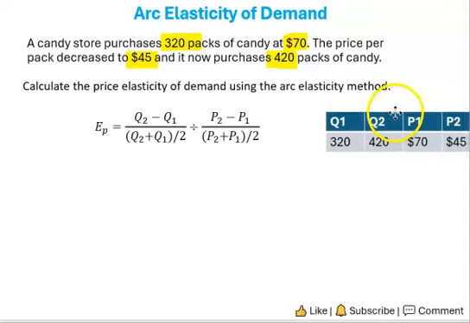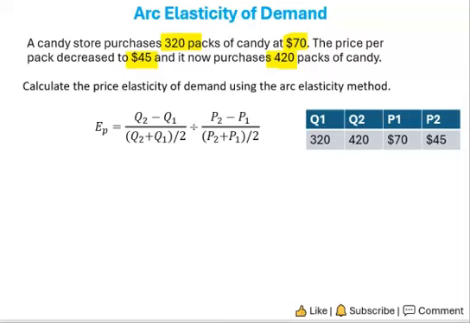It's always nice to put it in a column so that you can easily plot it into your equation. And the equation for our Arc Elasticity of Demand is Q2 minus Q1 divided by the sum of Q2 and Q1 divided by 2. Divide this whole equation by P2 minus P1 divided by P2 plus P1 divided by 2.